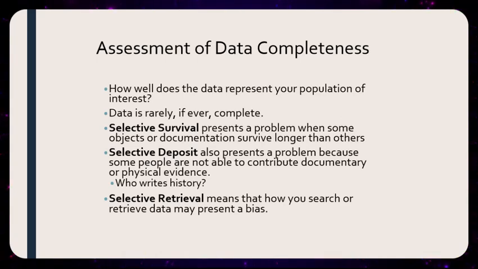Maybe there's a fire, maybe stuff gets lost, but some stuff is going to survive and some stuff isn't. And that's going to present a problem of completeness for us, the researchers. And finally, how we, the researcher, choose to find and retrieve information is also going to present a bias. If we're only looking in online databases, we're going to miss the physical evidence that may not be online.